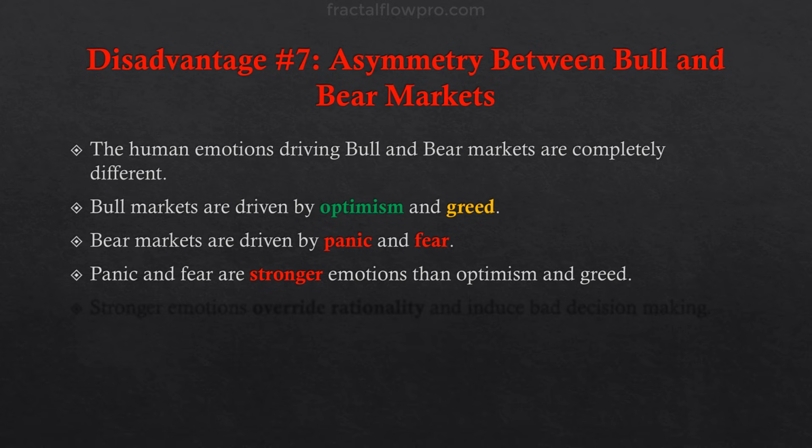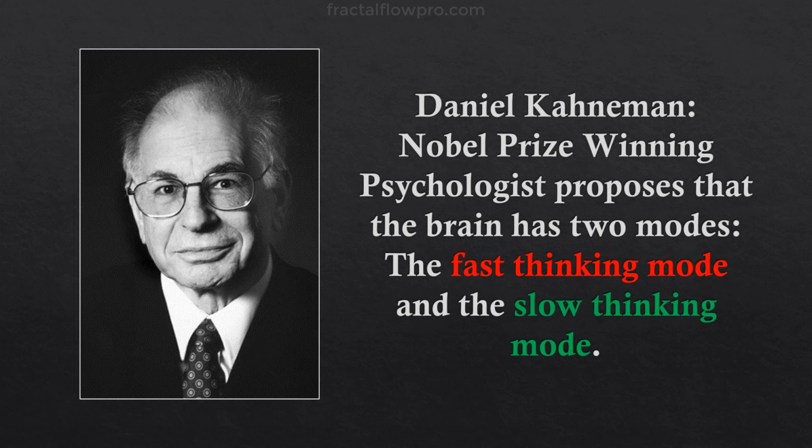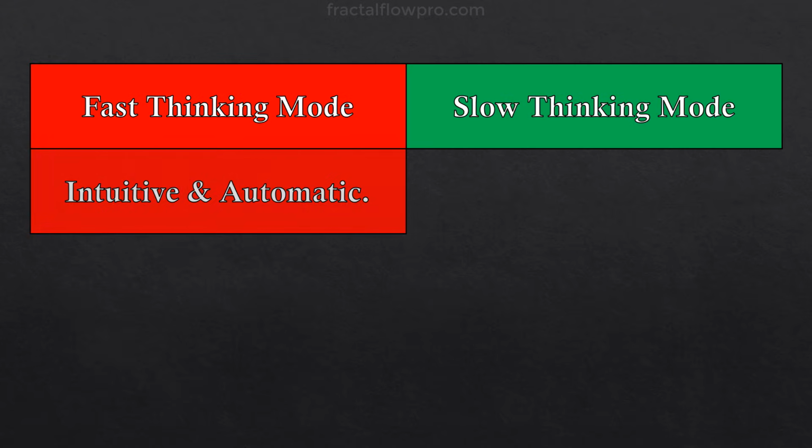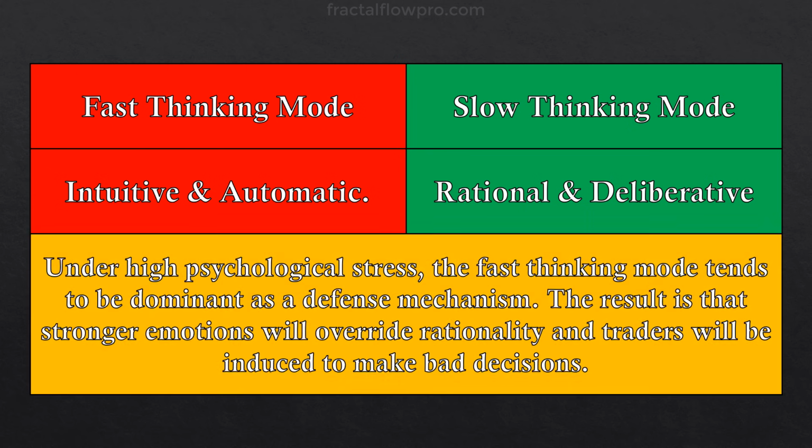Because panic and fear are stronger emotions, they trigger more irrational behaviors in traders and investors simply because strong emotions override rationality. The Nobel Prize-winning psychologist Daniel Kahneman, responsible for the prospect theory, argues that the human brain has two basic modes, the fast-thinking mode and the slow-thinking mode. The fast mode is intuitive and automatic. The slow mode is rational and deliberative. Under high psychological stress, the fast mode tends to be dominant. That's where irrationality takes over to make traders make bad decisions.